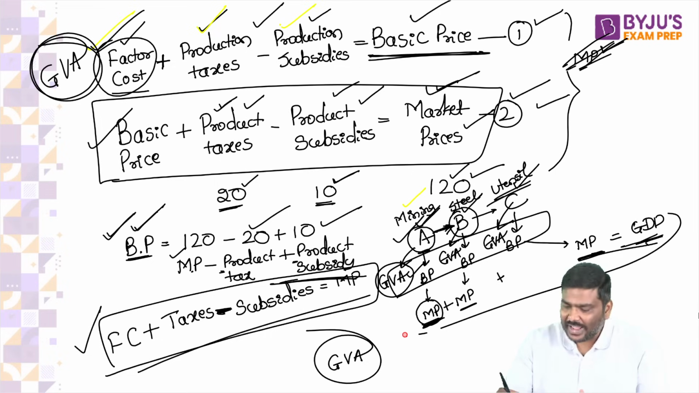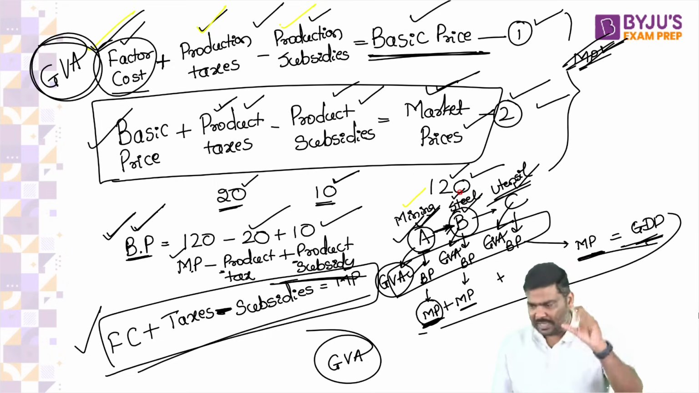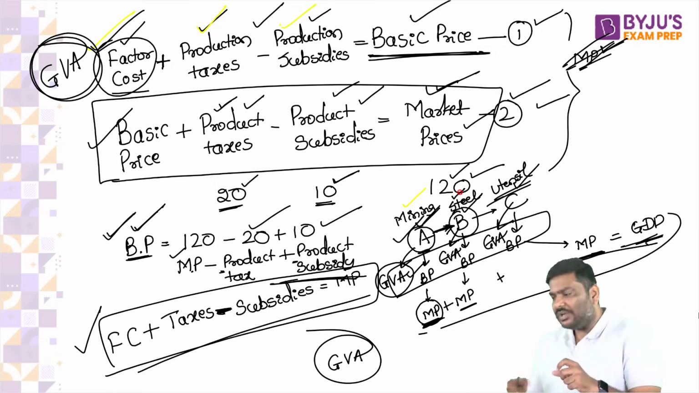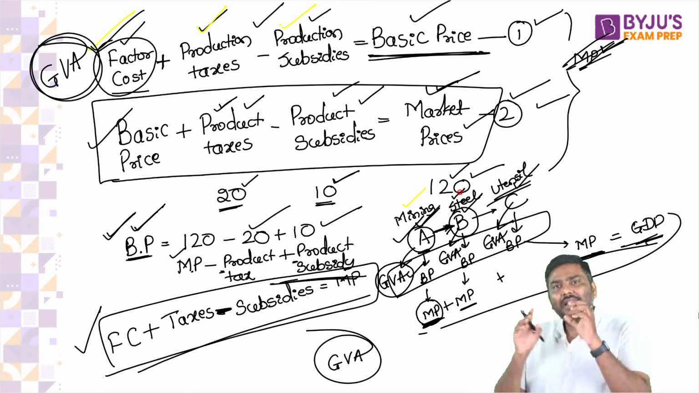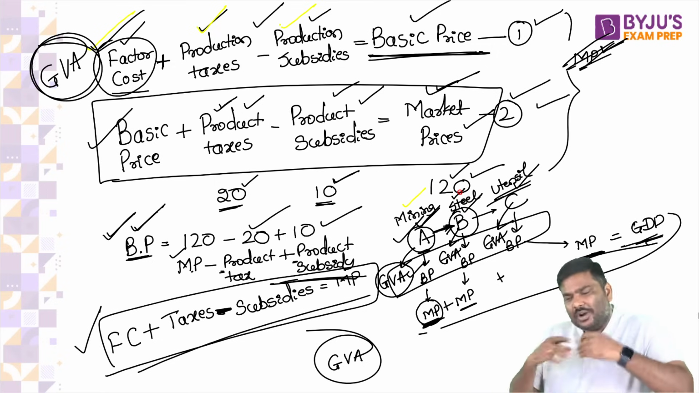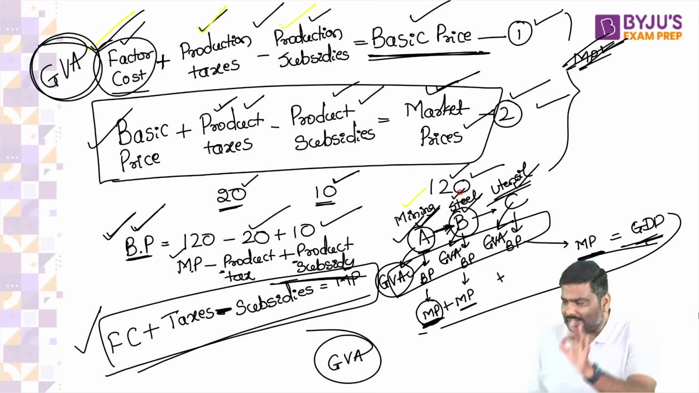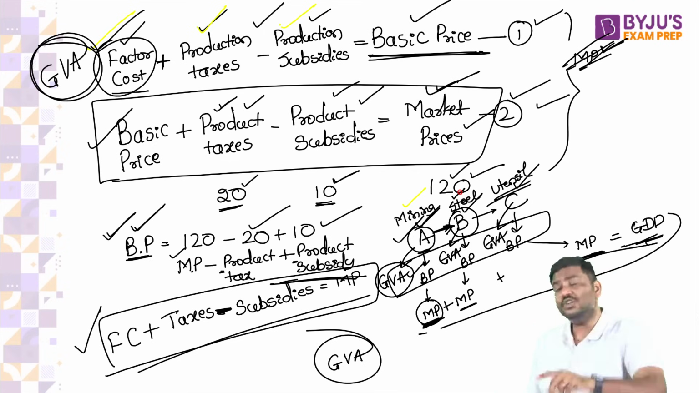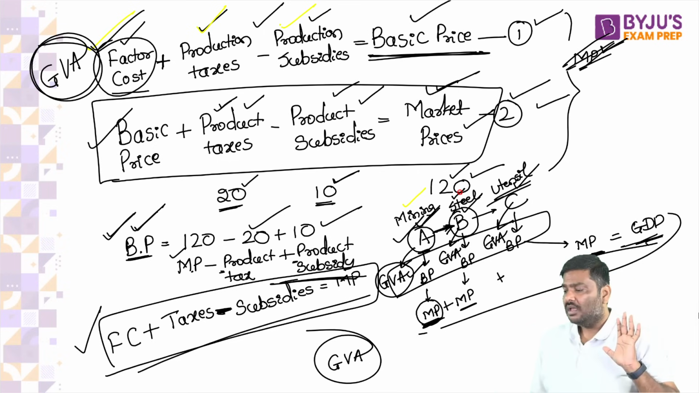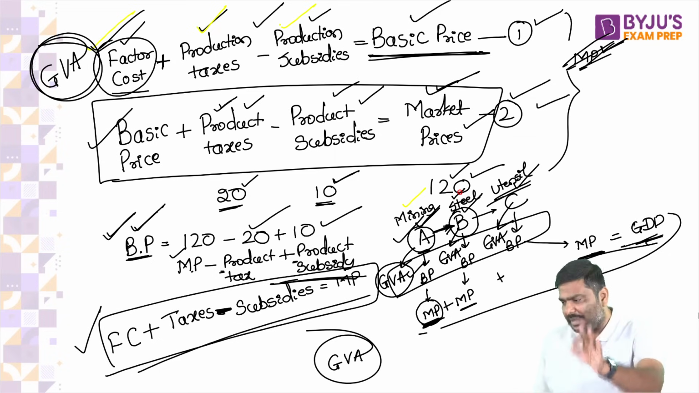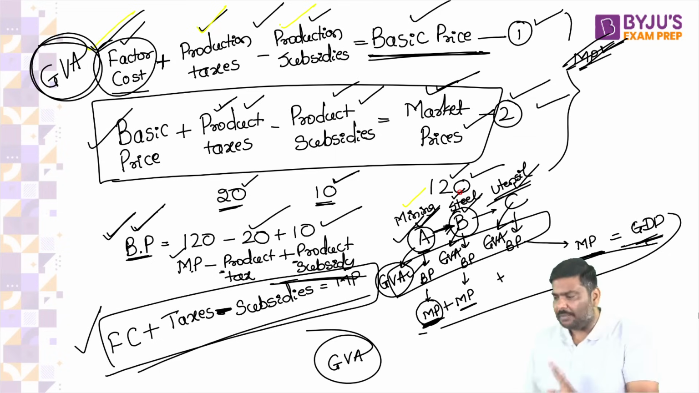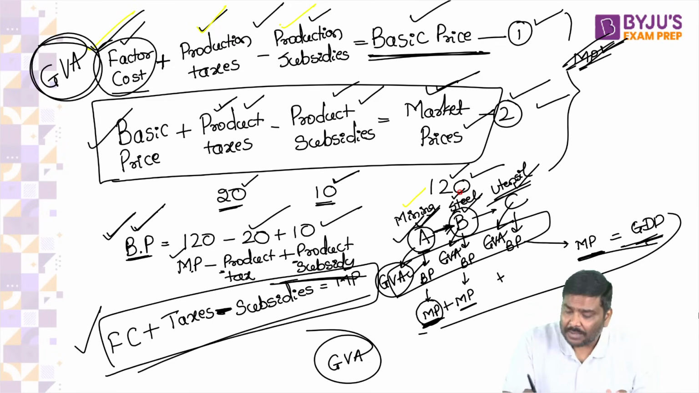Right? If I take the basic price of steel produced by company B and use it to calculate GDP, am I counting the product two times or not? Those who have a doubt right now, answer it. Otherwise, I'll go forward assuming you have understood. Let me know. If I take basic prices of company B and use it to calculate GDP, am I counting iron ore two times or not?